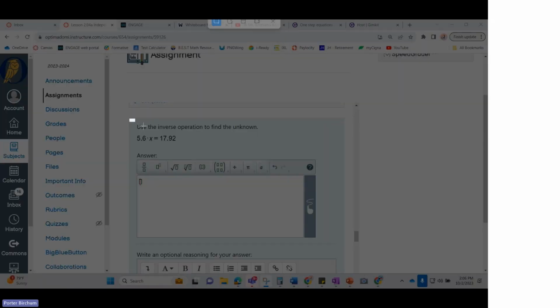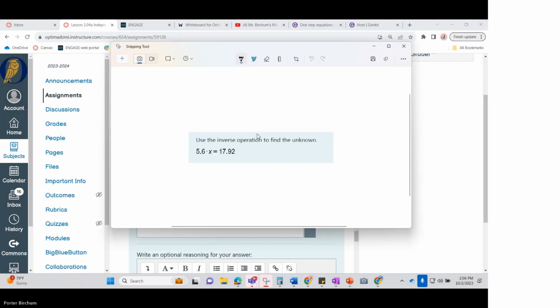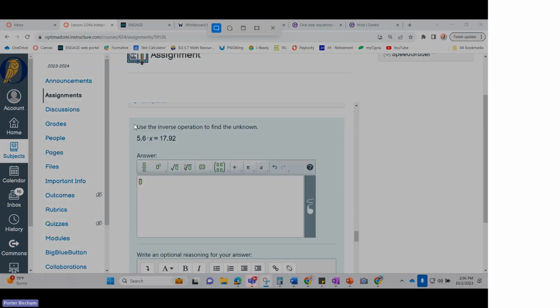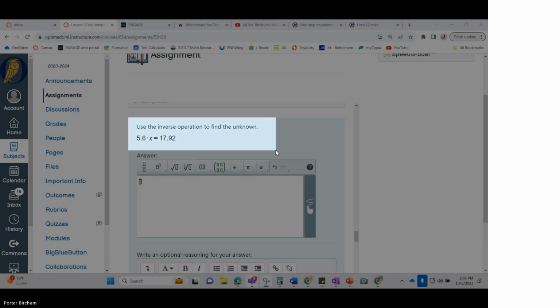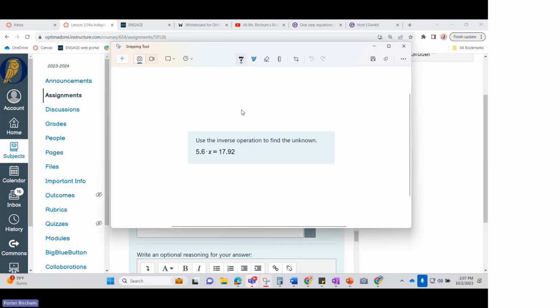Let's work on this one. Gross. It's all blurry. Much better. Okay, use the inverse operation. Okay, so let's write out some number families. I'm going to write out an easy number family.